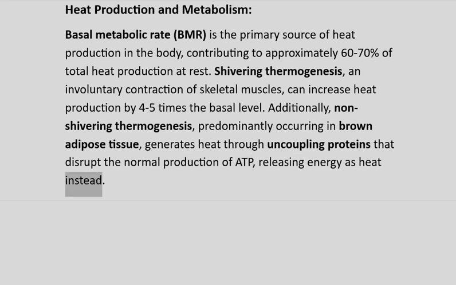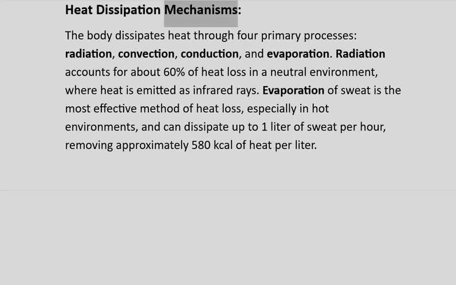Heat dissipation mechanisms. The body dissipates heat through 4 primary processes: radiation, convection, conduction, and evaporation. Radiation accounts for about 60% of heat loss in a neutral environment, where heat is emitted as infrared rays. Evaporation of sweat is the most effective method of heat loss, especially in hot environments, and can dissipate up to 1 liter of sweat per hour, removing approximately 580 kilocalories of heat per liter.